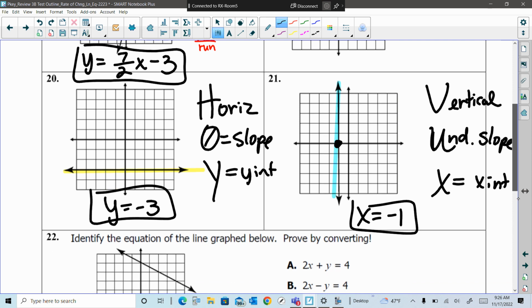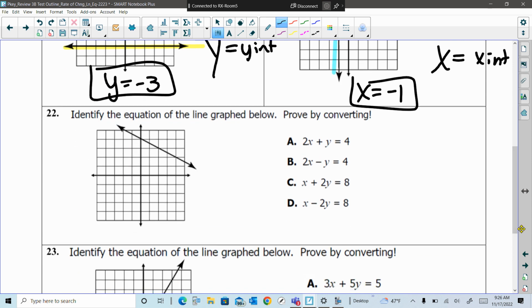We did these yesterday. Who remembers what we're going to need to do to get to our correct answer choice? Find the y-intercept.